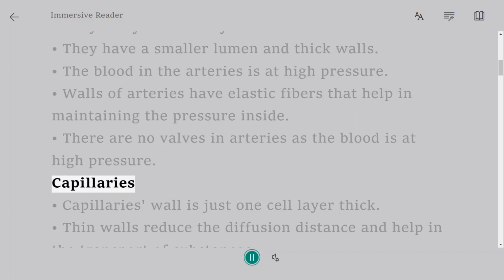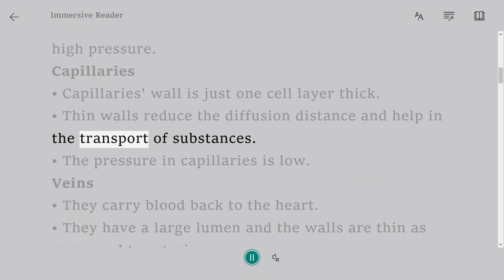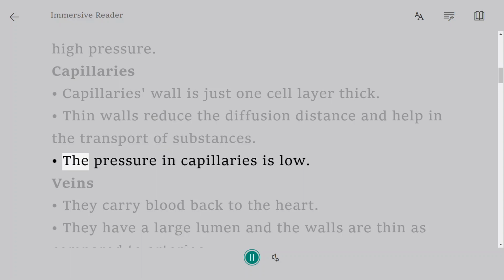Capillaries. The capillary wall is just one cell layer thick. Thin walls reduce the diffusion distance and help in the transport of substances. The pressure in capillaries is low.